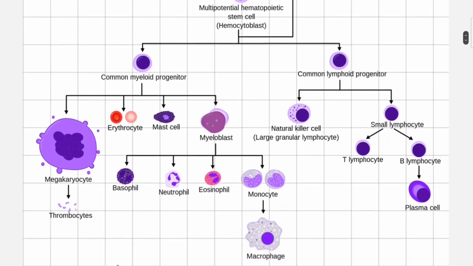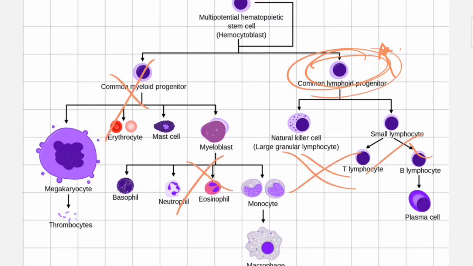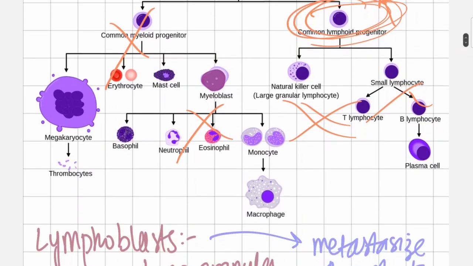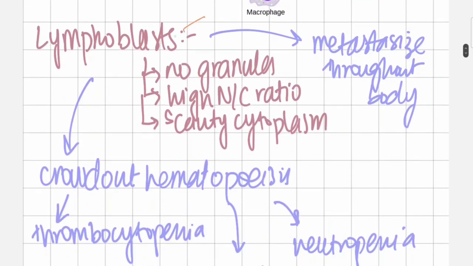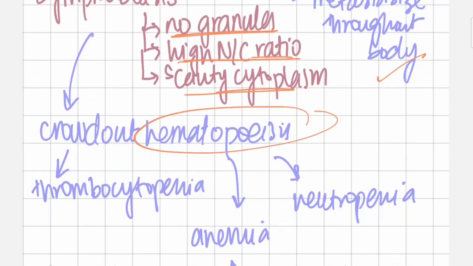Now, where is the problem? If you look at right here, it is a lymphoblast. So a lymphoblast right here is increasing in number. Everything else will get crowded out. Nothing else will be formed. Only lymphoblasts are going to be formed. Okay, so what are lymphoblasts? Lymphoblast has no granules, it has high N:C ratio and scanty cytoplasm. It can metastasize throughout the body, and it crowds out other hematopoiesis.